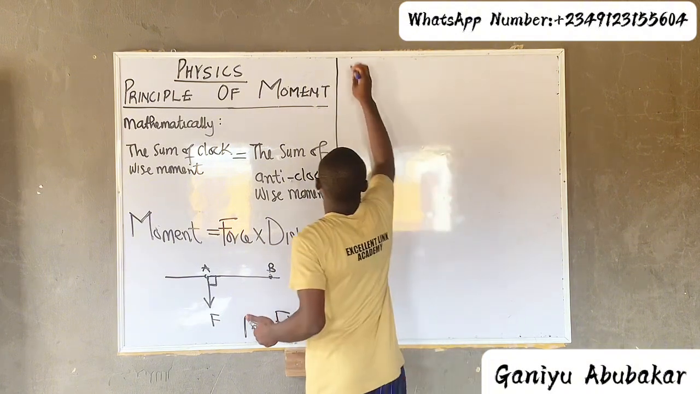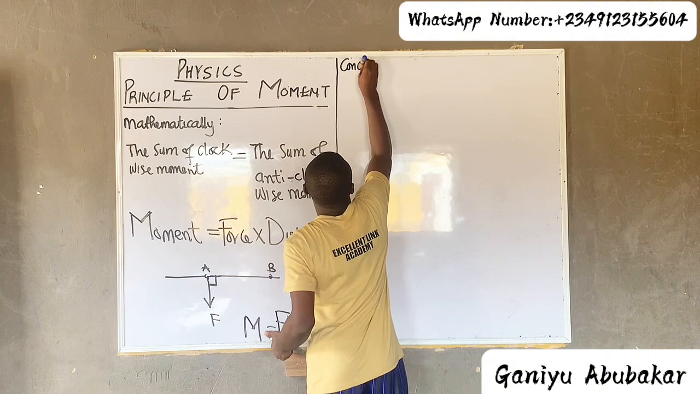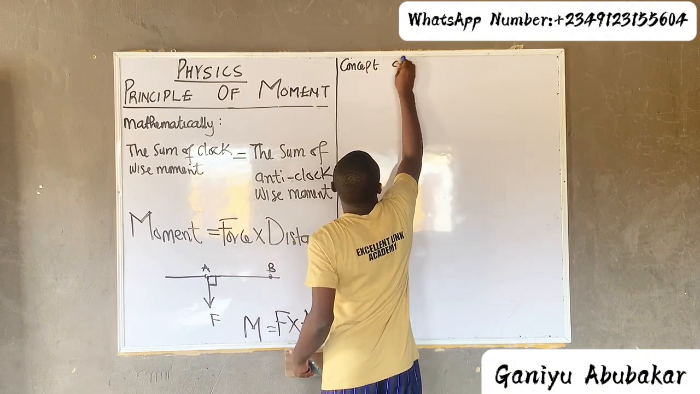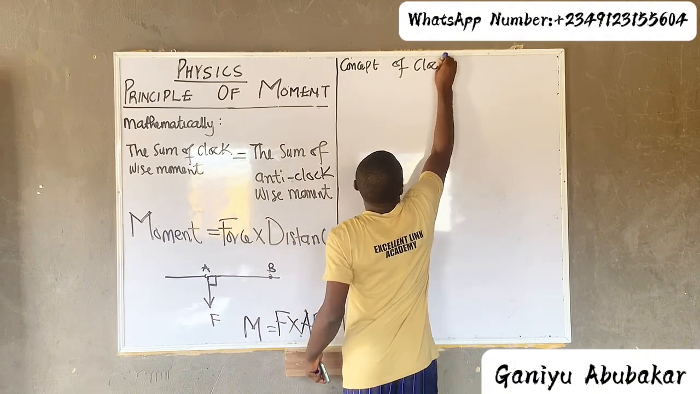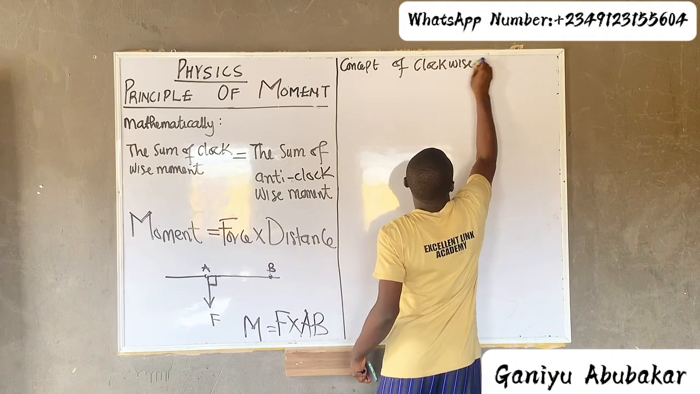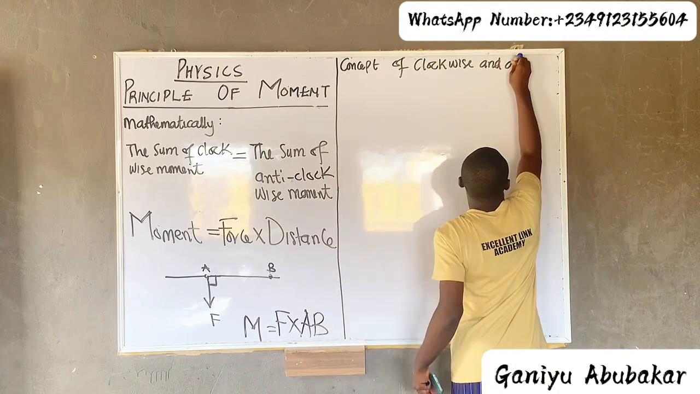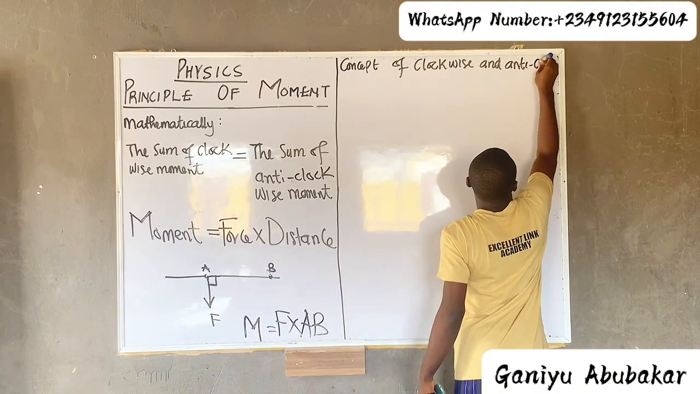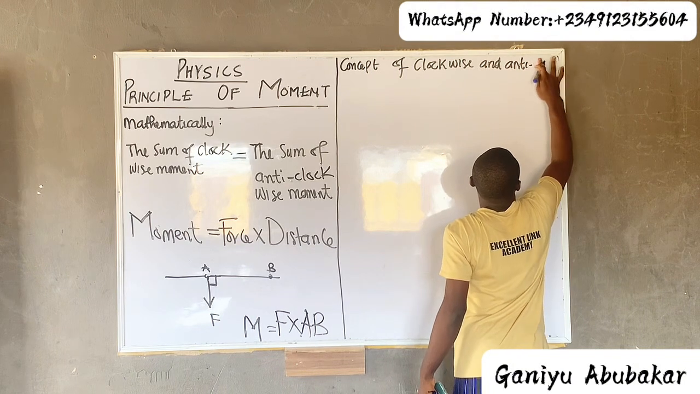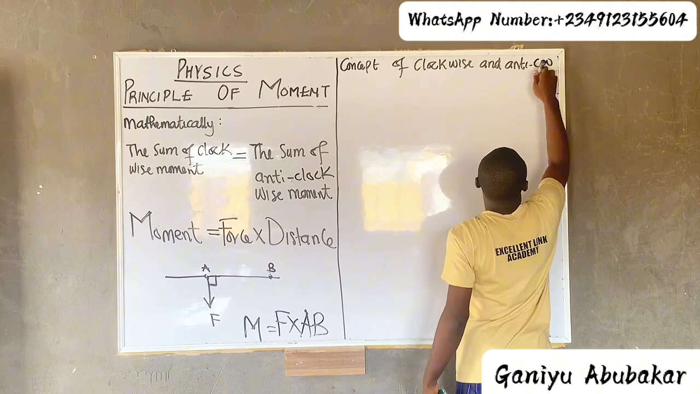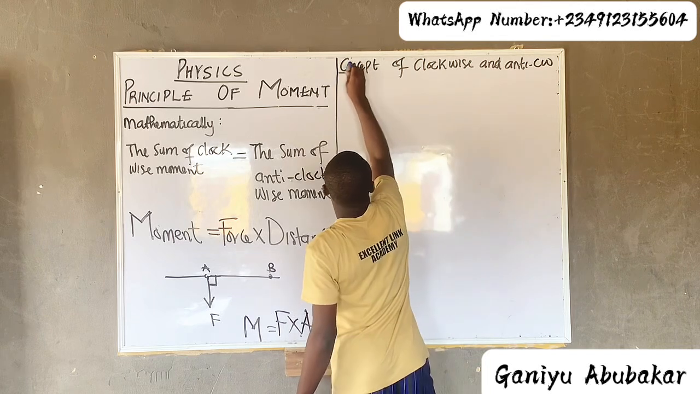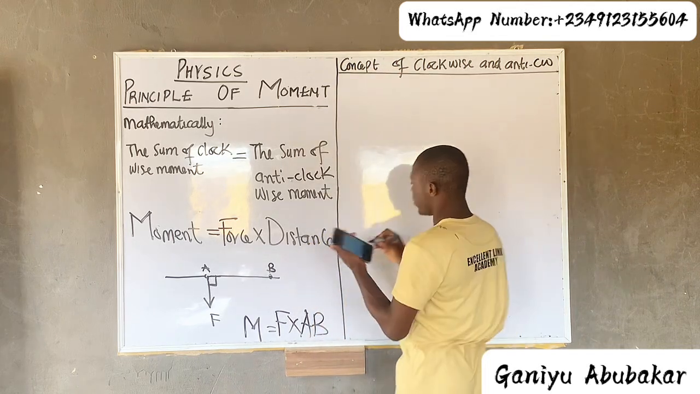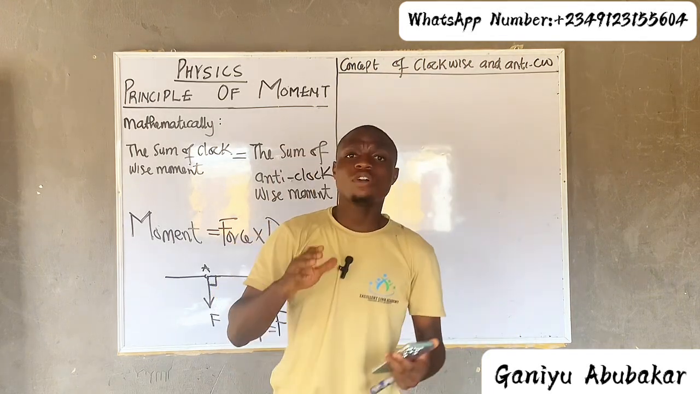All right. So then, please, the concept of clockwise and anti-clockwise. Let me write CW to save space. Anti-clockwise. All right, please, here's the concept.